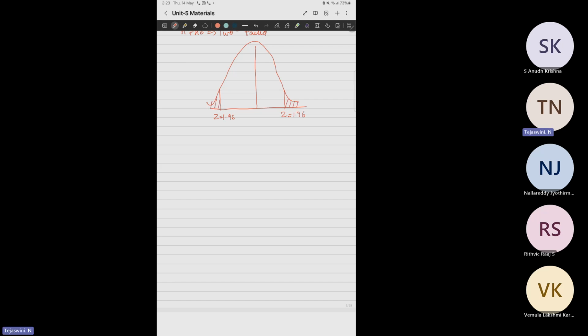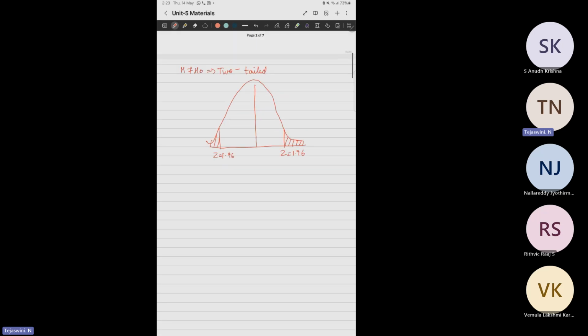So we'll calculate these z values using the parameters which are given to us. If the z value lies anywhere in this area, then the null hypothesis will be rejected. Or if the z value lies between minus 1.96 to plus 1.96, then it will come in the area of acceptance. So we'll accept the null hypothesis and reject the alternative hypothesis. That is, our assumption was correct at the beginning.